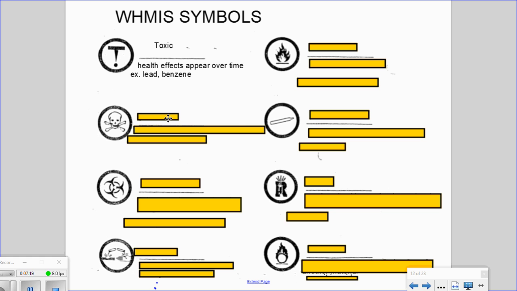The skull and crossbones indicates a substance that is poisonous. And for something that is poisonous, it means that the effects are immediate and severe. So for example, carbon monoxide, when you start to breathe that in, you feel the effects immediately.